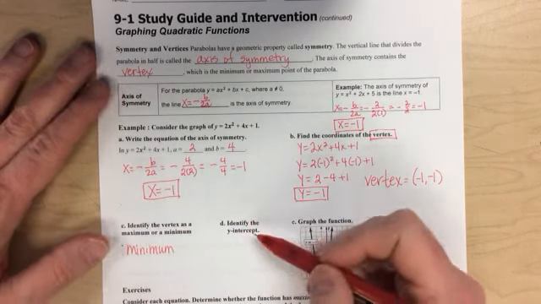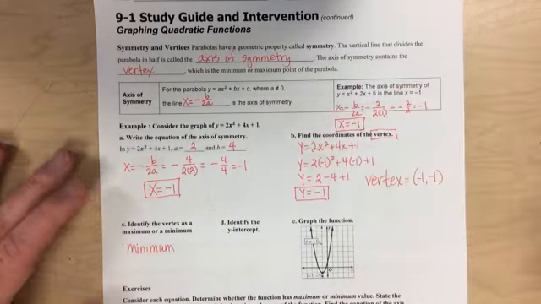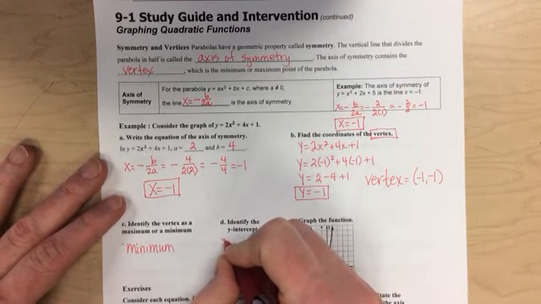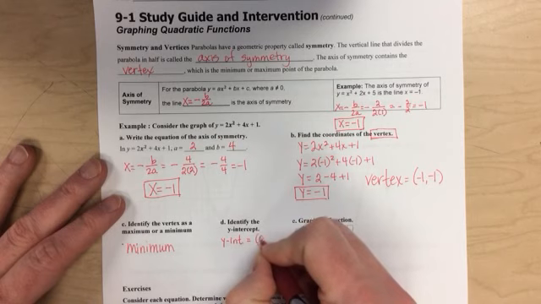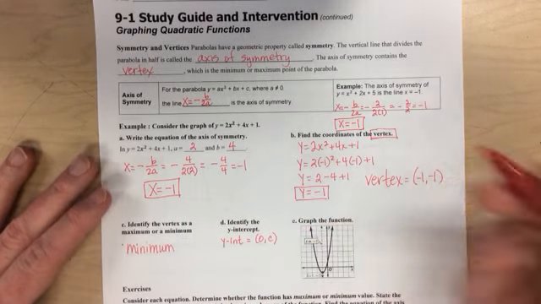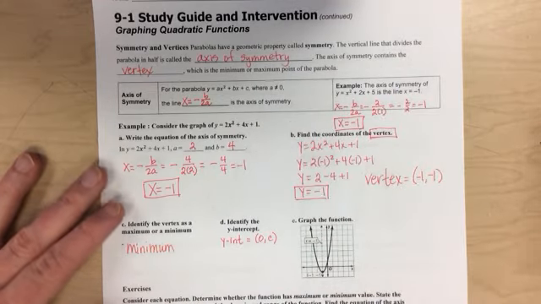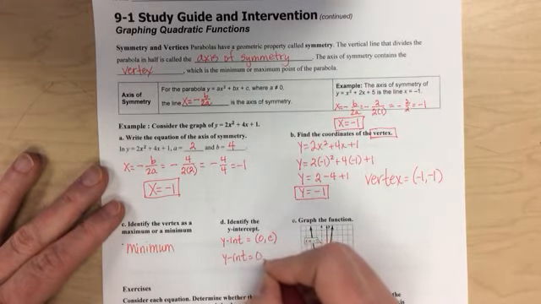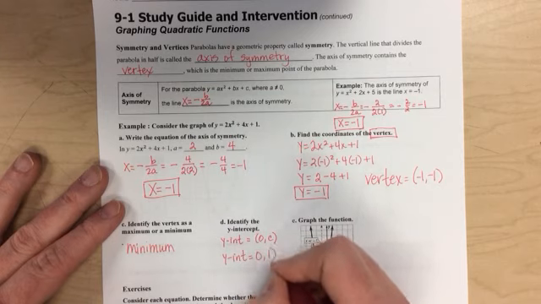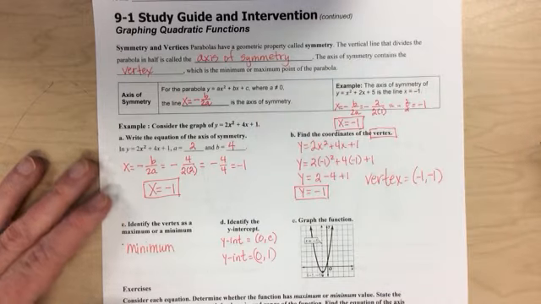And now it says identify the y-intercept. Well, how do I identify the y-intercept? I can look at my function. Look at c, because the y-intercept is always 0, comma c. So 0, comma whatever c is in the equation. So the y-intercept in this case is 0, comma 1, because my c is 1.